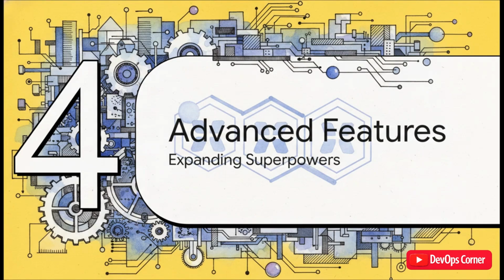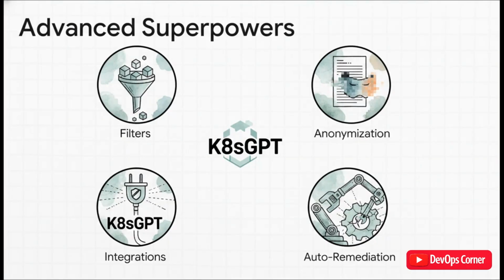But k8sGPT has even more features packed in that make it a true powerhouse, especially when you're working in bigger, more complicated setups. For instance, you can use filters to zero in on a specific namespace instead of scanning everything. If you are using a public LLM, there's a killer anonymization feature that strips out sensitive names before sending data. It also integrates with other tools, like the Trivy scanner, to check for vulnerabilities. And the one that really gets me excited is the experimental auto-remediation feature, a little glimpse into a future where these tools might just fix problems for us.